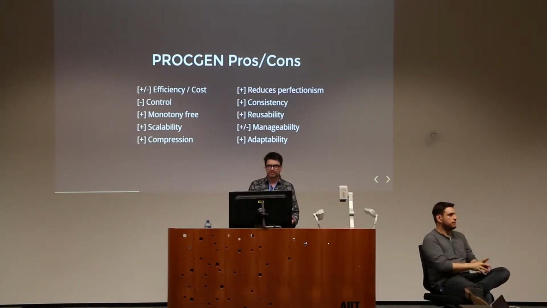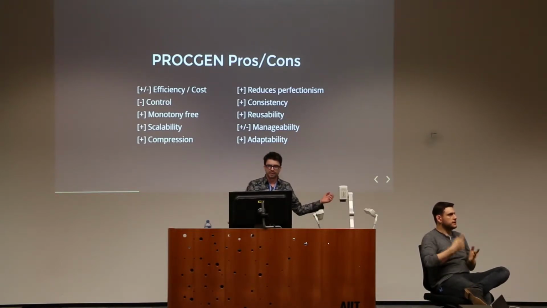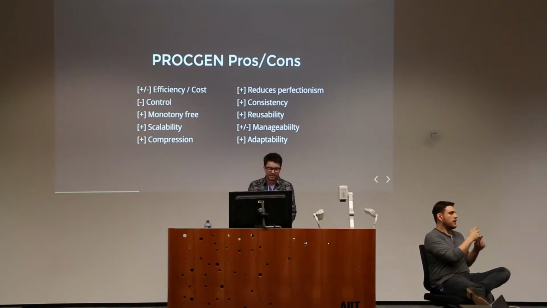Compression: the one algorithm that generates all of your trees, rather than storing 5,000 trees.